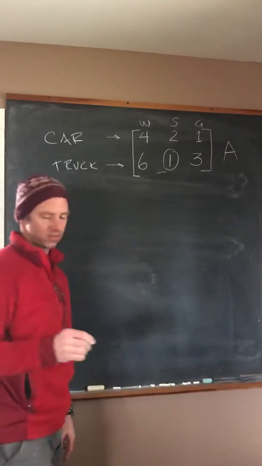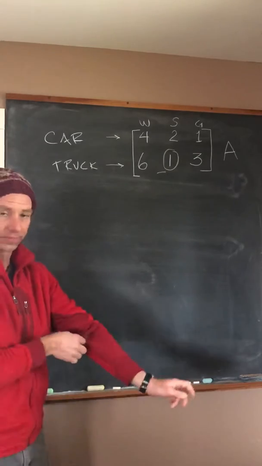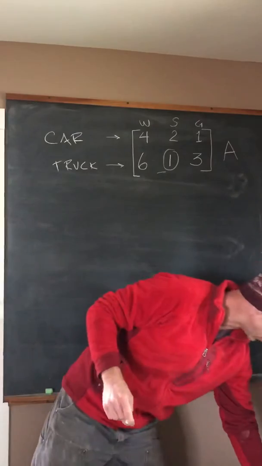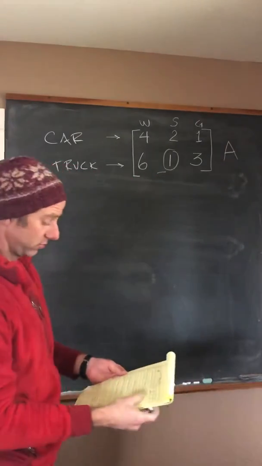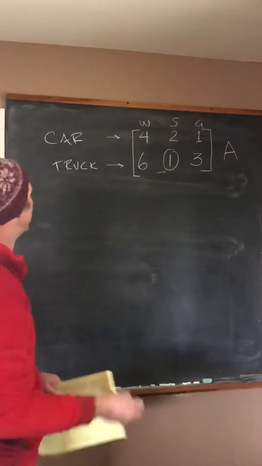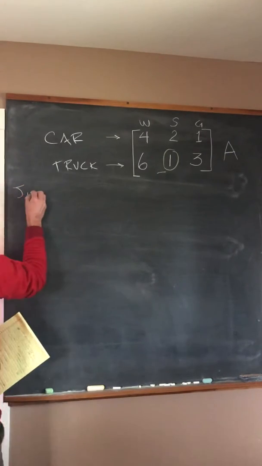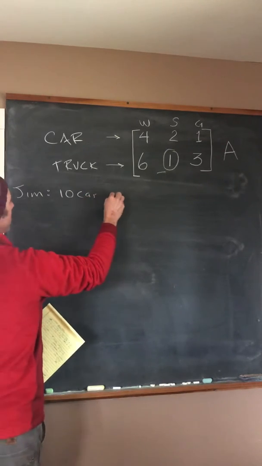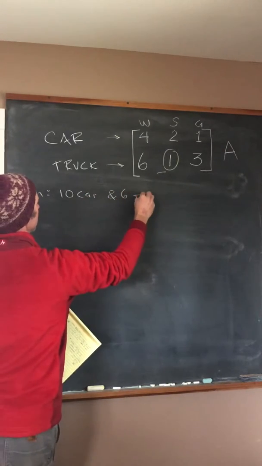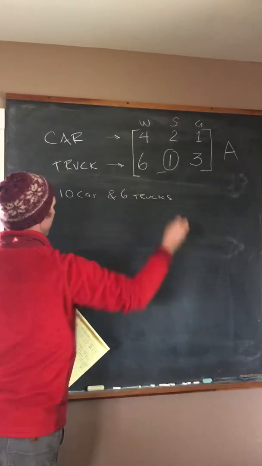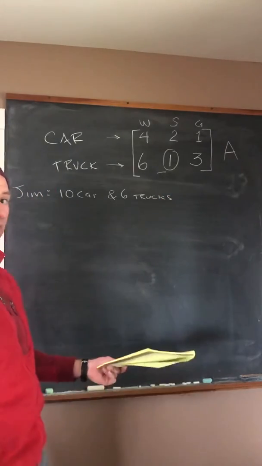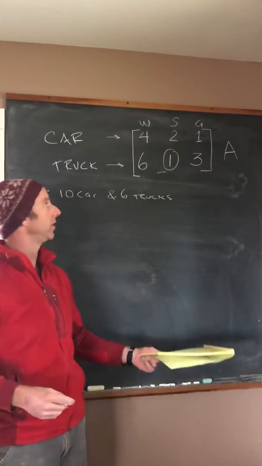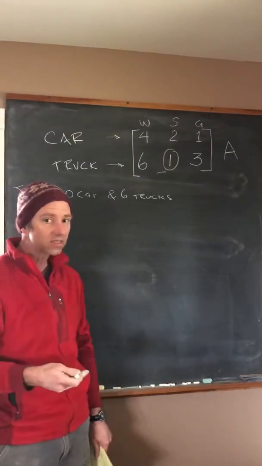Let's say this time you got an order, and your order is for 10 cars. Okay, so you got an order from Jim. So Jim's order: 10 cars and 6 trucks. I need to know how many tires do I have to have in stock to build these, how many seats, how many gas tanks.